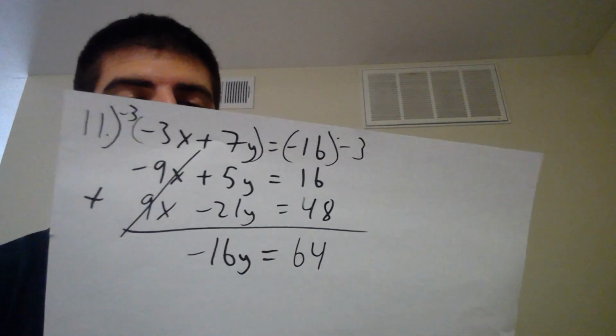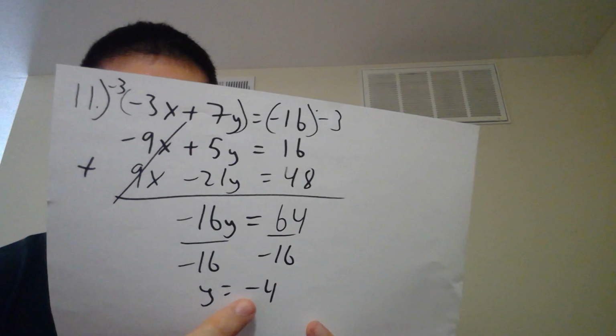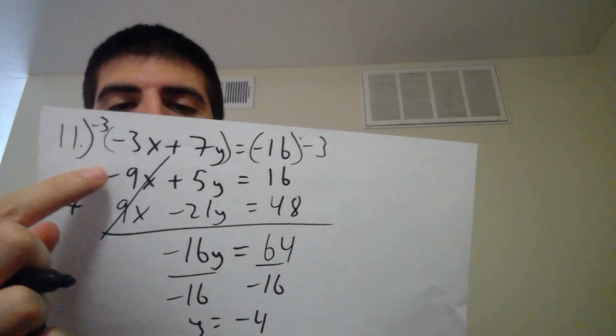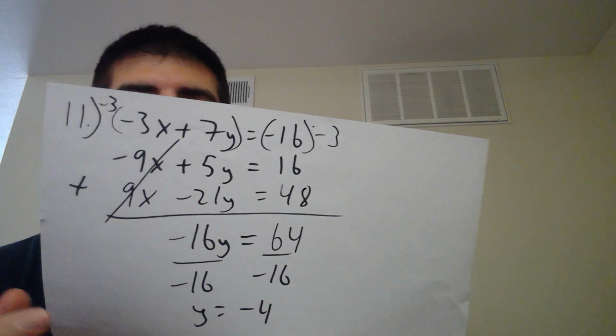Solving for y now, I'm just going to divide both sides by negative 16. So I got y to be negative 4, same idea as the last example. To solve for x here, we're going to plug in that negative 4 into the original one, the second one, or the new one we kind of made. I'm just going to plug it in the second one. You can plug it in any one you want.